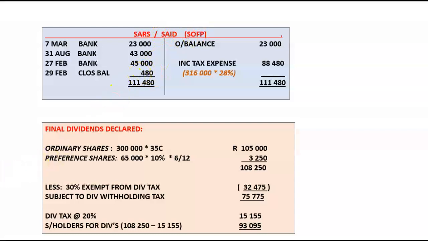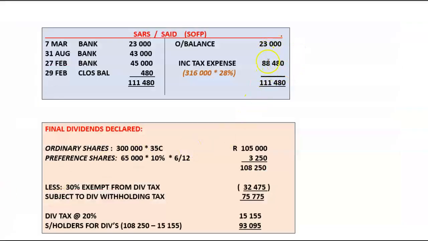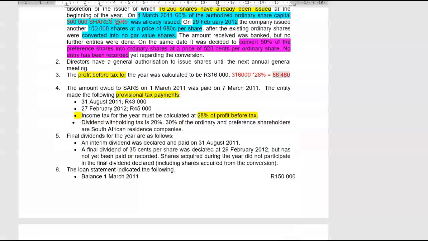So we have to do the statement of financial position. We have to show income tax liabilities separately under current liabilities. So under current liabilities, we're going to show SARS, income tax, 480 Rand. That income tax expense, we now have to deduct. We're going to post it to our profit and loss account. So it's going to reduce our profit before tax. So what is going to be our profit after tax then? Going to be then 316,000.